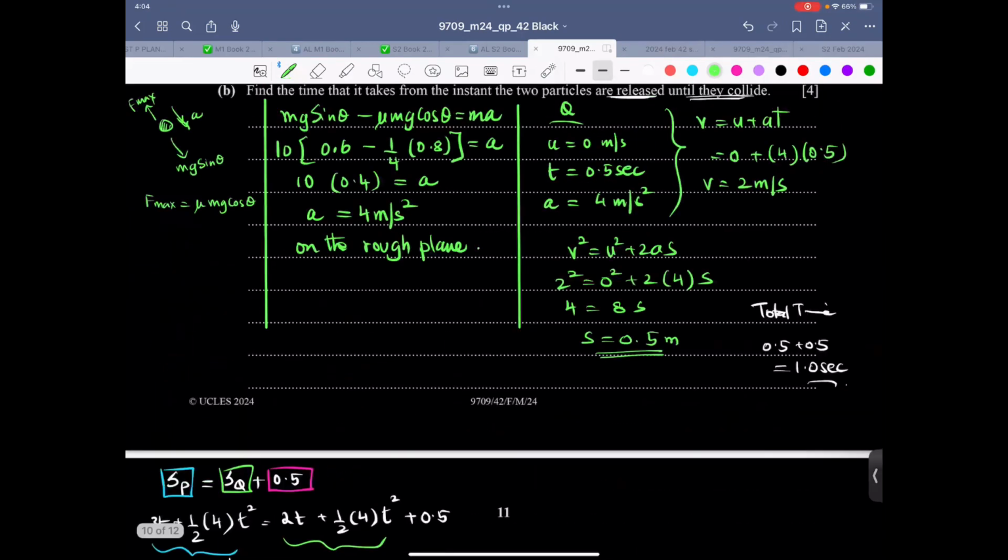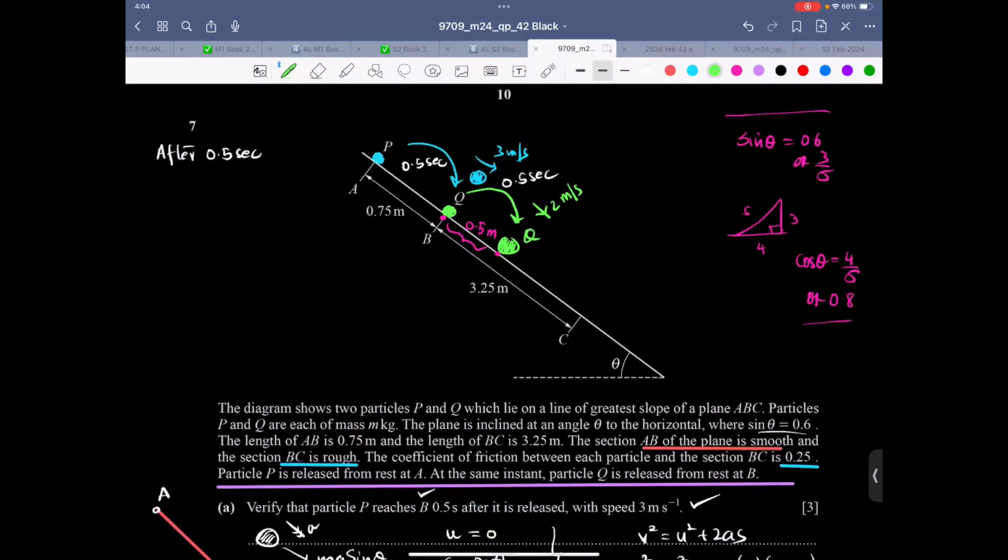Now, let's look at it. Basically, what's happening is that P, this blue one, was 0.5 meter behind Q. So it has to cover a distance of 2 meters before they collide. Or Q was 0.5 meter ahead, so it just has to cover 1.5 meters. Naturally, they would meet at the same place.